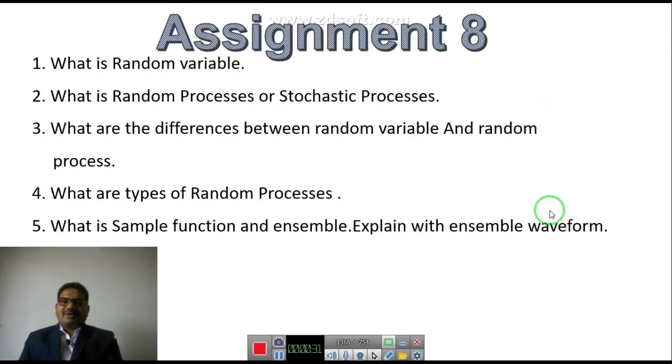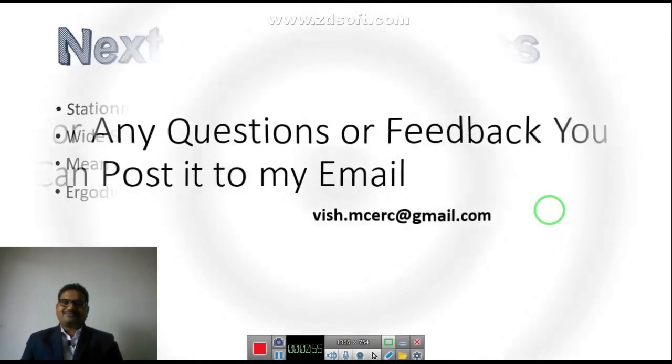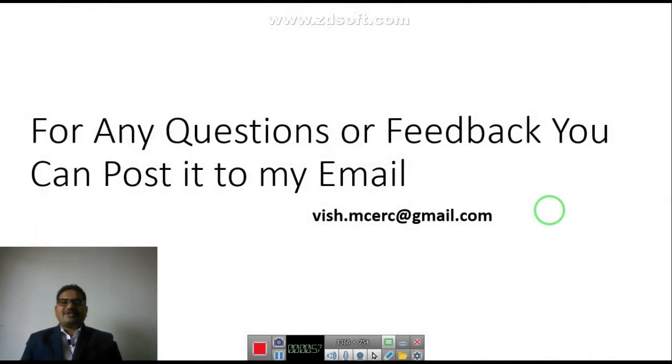This is the assignment. Please note down this assignment, as you have to solve it and submit it to us. In the next lecture, we are going to see the types of random processes. We are going to discuss stationary processes, the types of it, then ergodic process, and the statistical properties like mean, correlation and covariance.